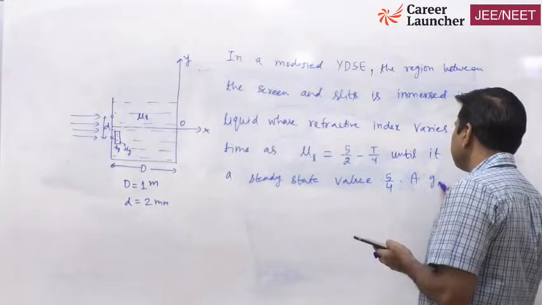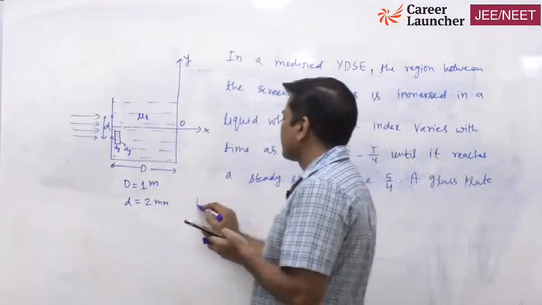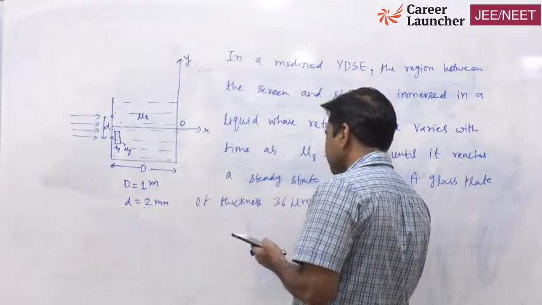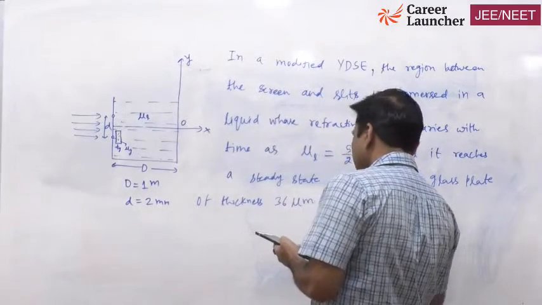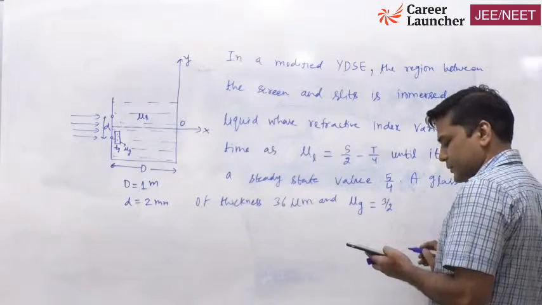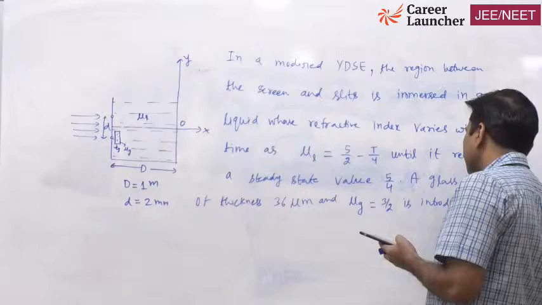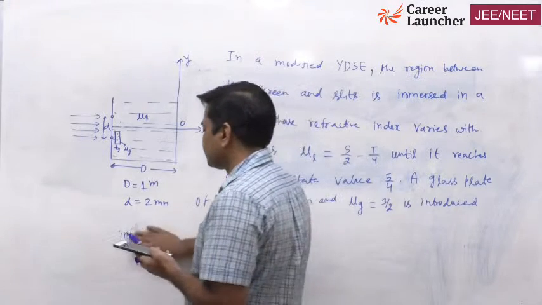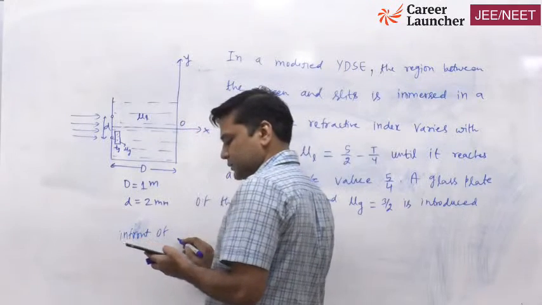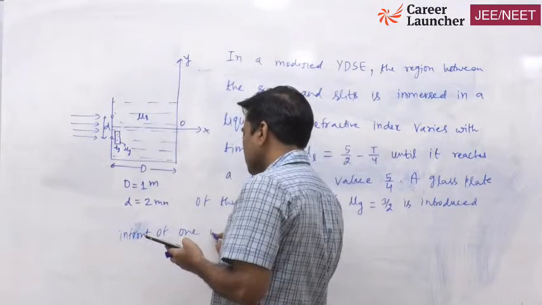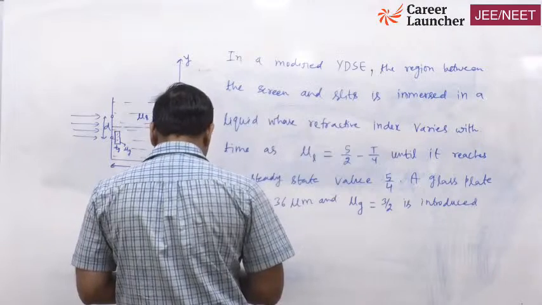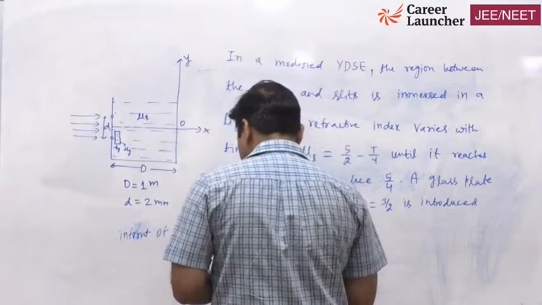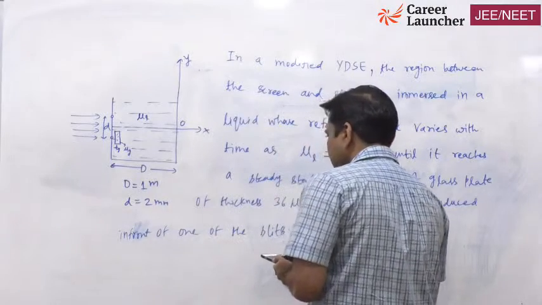A glass plate of thickness 36 micrometer and mu glass, refractive index of glass, as 3/2, is introduced in front of one of the slits. Okay, A. To find out here, A.